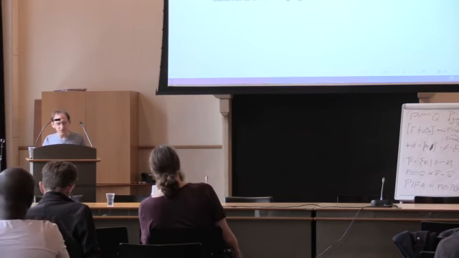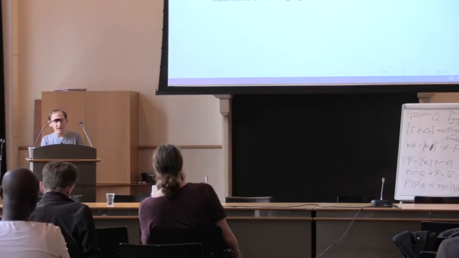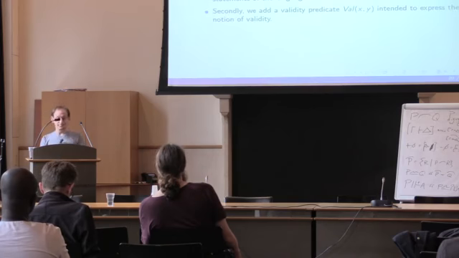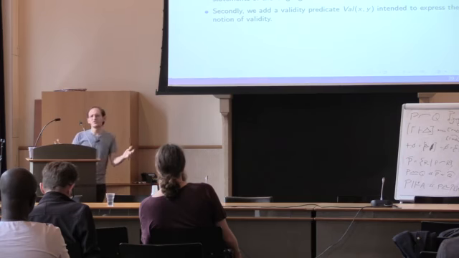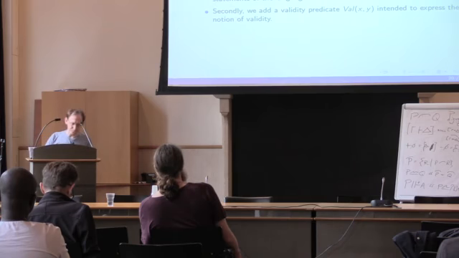Now, for this, we need to expand the language in two ways. First, we add a set of individual constants that will act as names for the statements of the language. This is because I will understand validity as a predicate. And secondly, we add a validity predicate intended to express the notion of validity. Here I'm using a two-place validity predicate, but one could generalize this and use a many-place validity predicate.